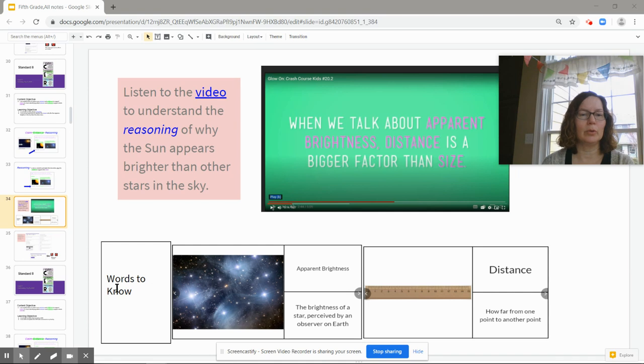Before you go, though, words to know. Apparent brightness. This is the brightness of a star perceived by an observer on Earth, like us. We're observers on Earth. So when we look up and see a star in the sky, we can see its apparent brightness, or how it looks to us. Another word to know is distance. How far from one point to another? We could use a ruler to measure the distance, but we cannot use a ruler to measure the distance to a star. It's much farther.